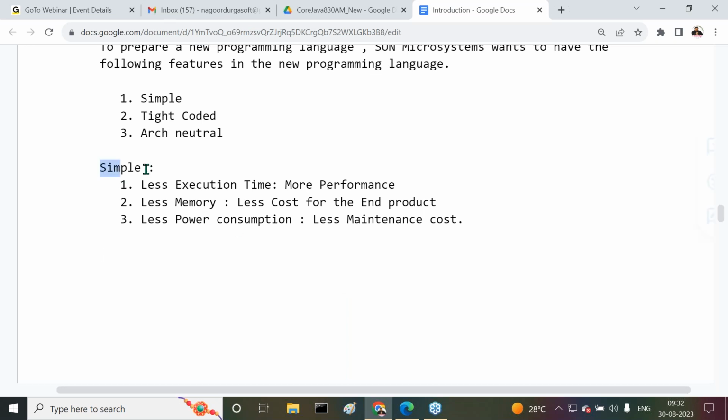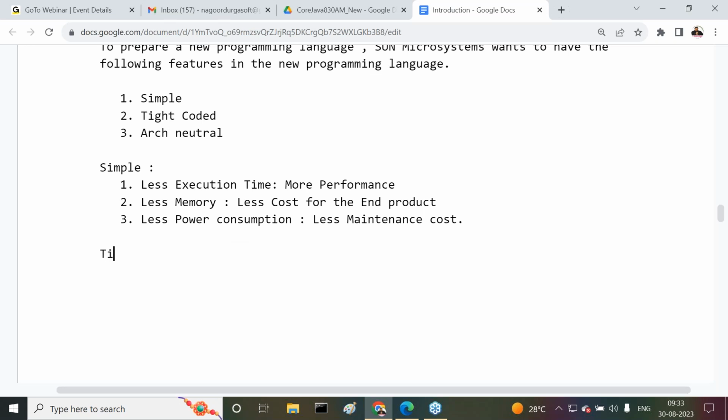Here, what is the meaning of a simple programming language? Three factors they included: less execution time, less memory, and less power consumption. What is the advantage of less execution time? More performance. What is the advantage of less memory? Less cost for the end product. What is the advantage of less power consumption? Lesser maintenance cost. Yes, sir. All of you are getting it or not? This is exactly the meaning of a simple programming language.